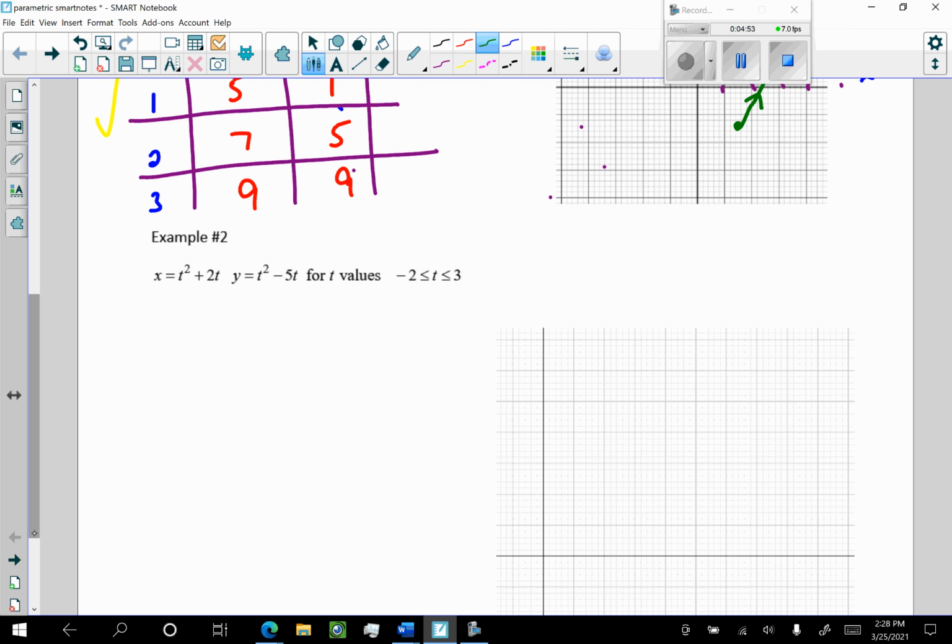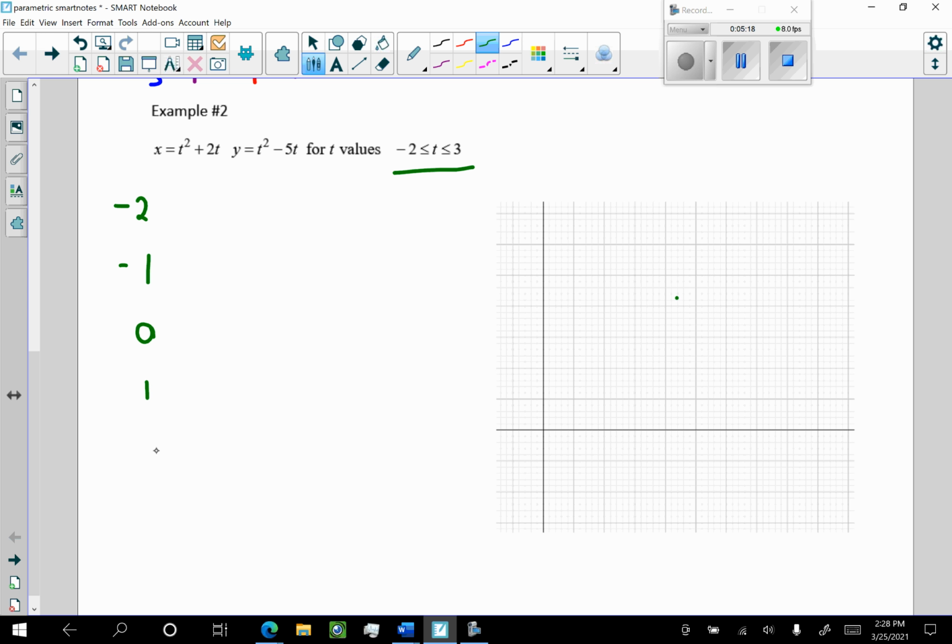Okay, so now, I know that in most application problems in calculus the t's will always be positive, but just for educational purposes and for understanding, we're going to let t range from -2 to 3. So when I do my chart here, I'm going to go -2, -1, 0, 1, 2, and 3. This will be my t values. Then I have a column of x values and a column of y values.